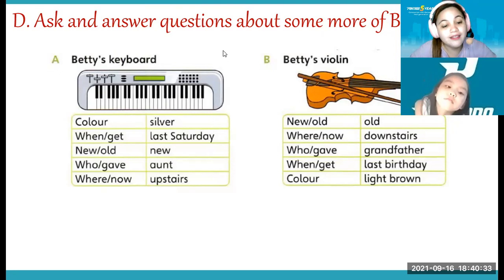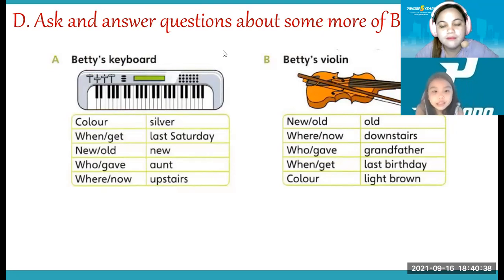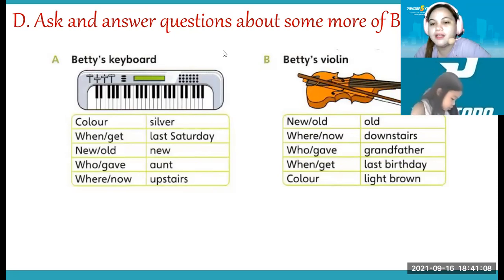Silver. When did she get it? Saturday. Is the keyboard new or old? New. Who gave it to her? Her aunt. Where is the keyboard now? Upstairs. Yes, very good. Okay, next one.